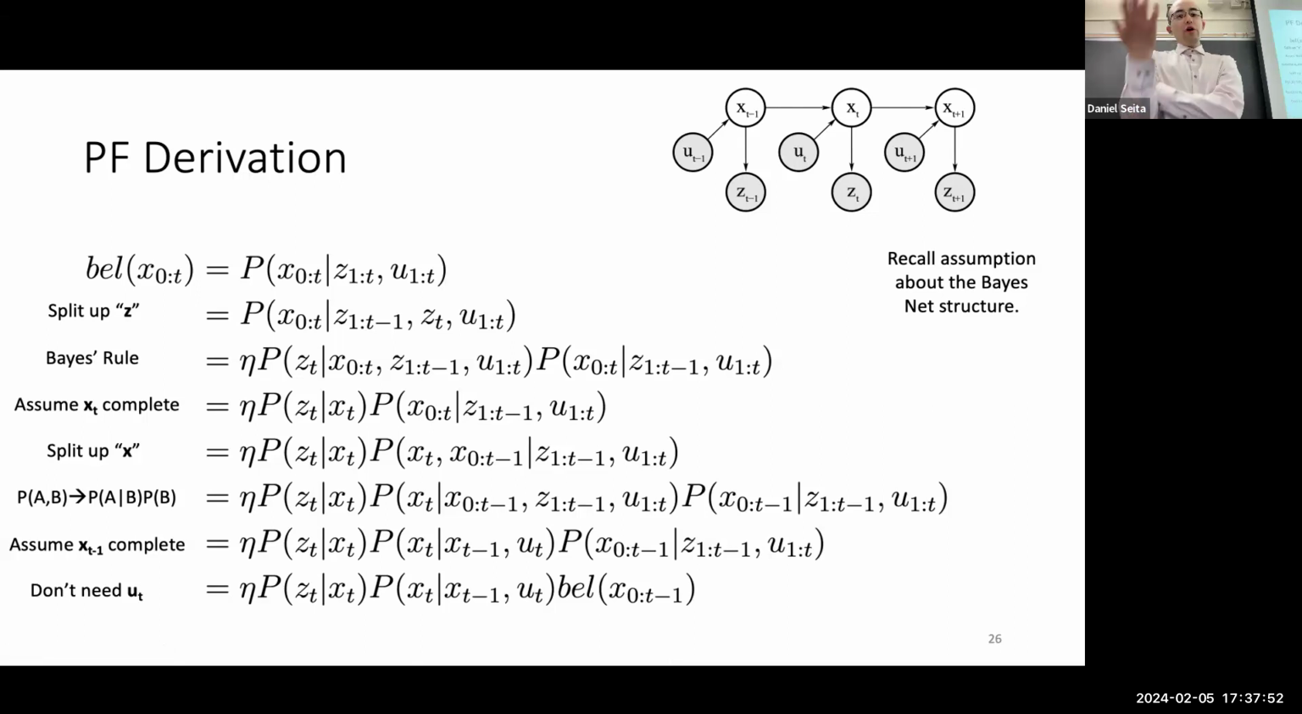So this is another way to derive the particle filter, because remember from the formula that we talked about, we had some kind of prior distribution, which is a prior set of particles, we had a transition function, and then we had a weighting term.